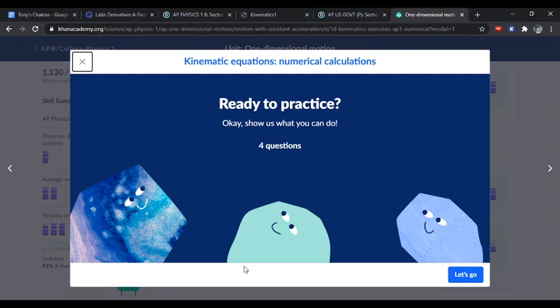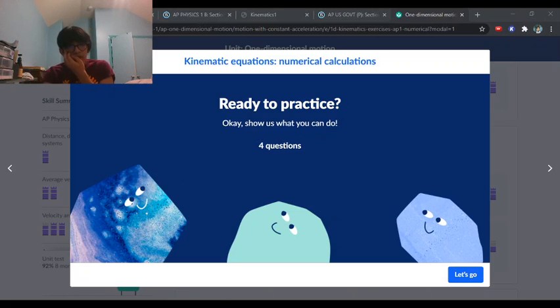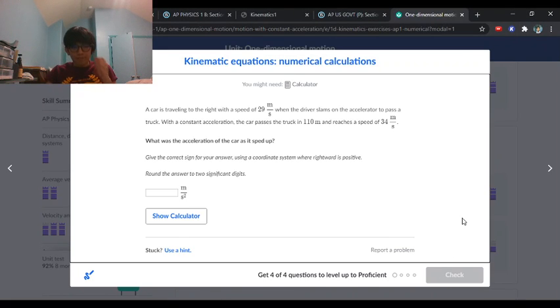So then we move on. Hopefully I have, oh crap. Hopefully I have the thing on there. There they go. So we are going to move on to kinematic problems, right?